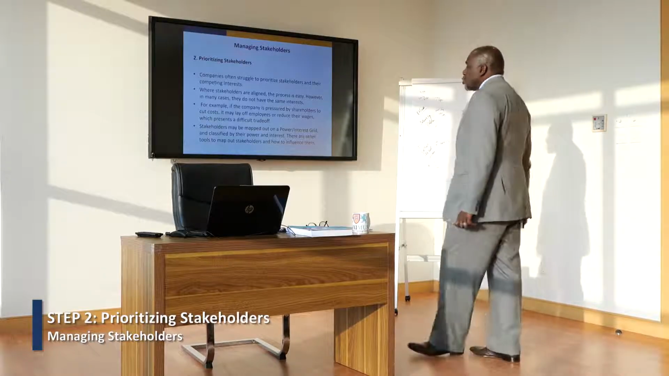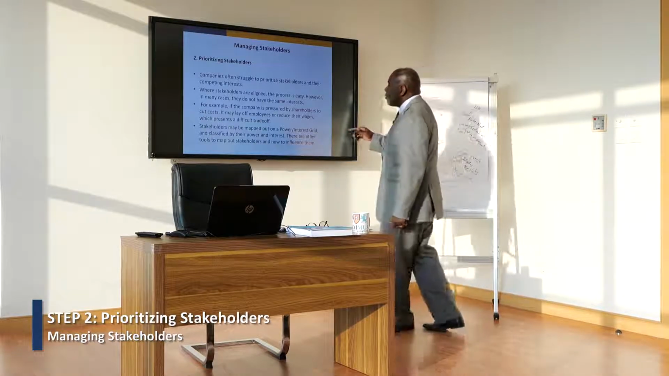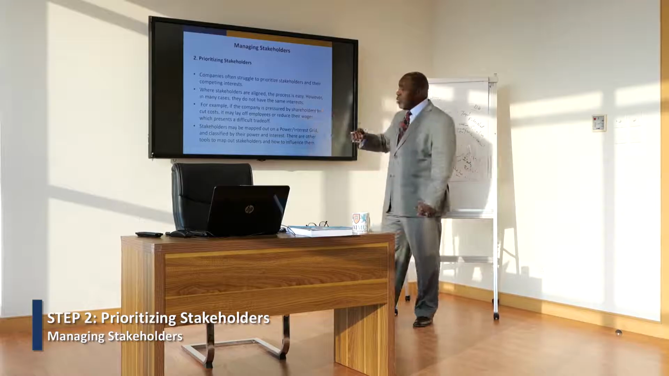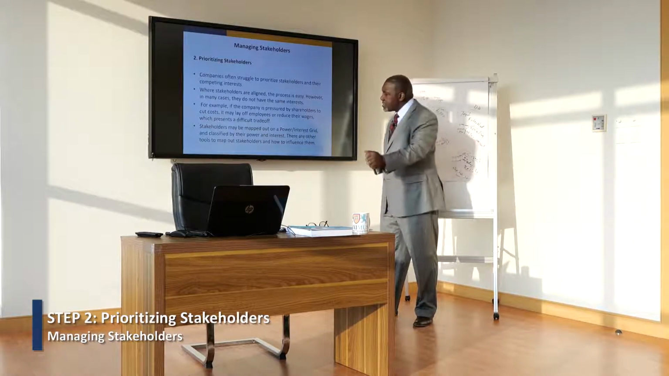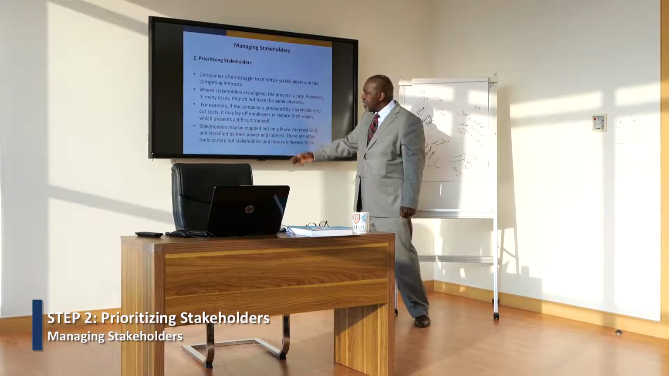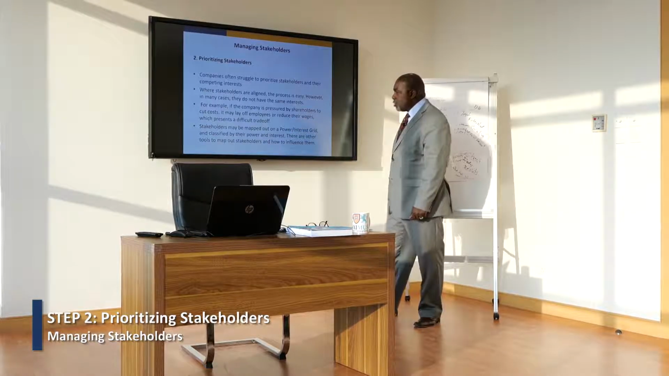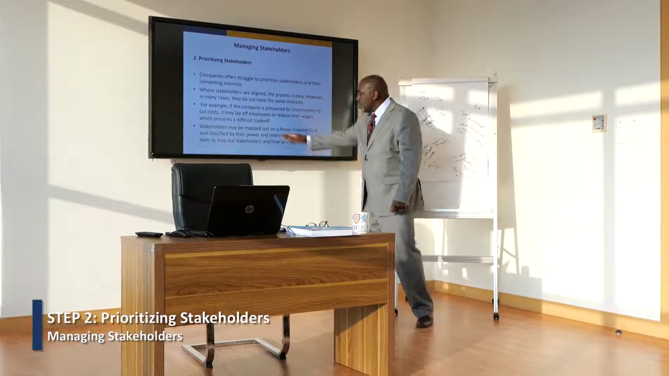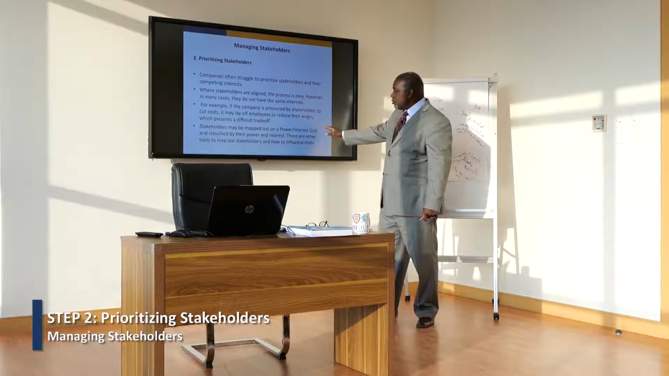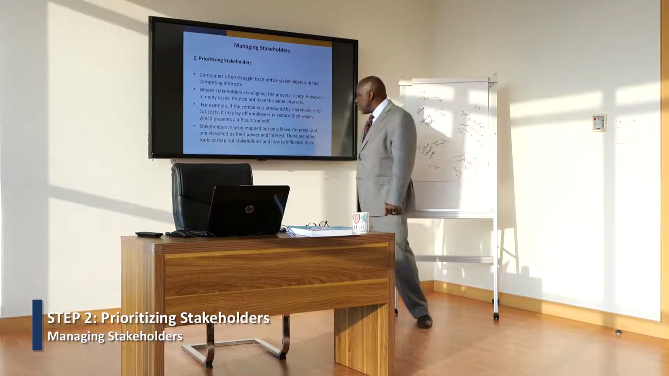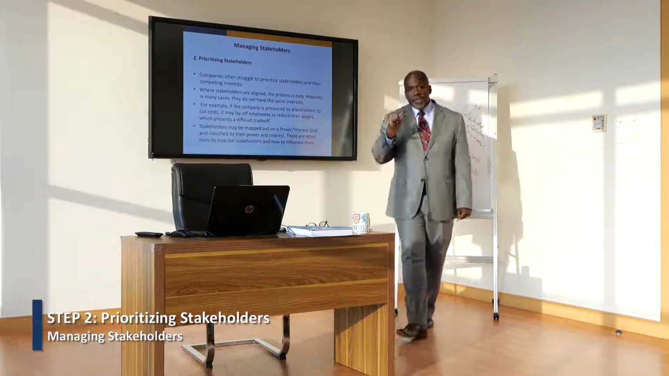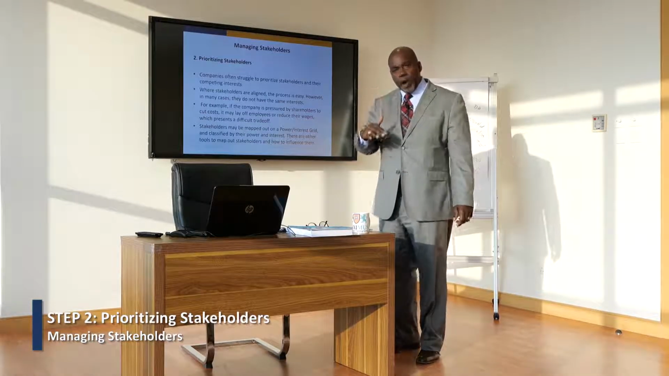You want to prioritize. You want to know which stakeholders are aligned with you, which stakeholders have the power and the influence, and which stakeholders you can influence and negotiate trade-offs. Stakeholders may be mapped out on a power interest grid, and you'll see what that looks like in just a moment. Classified by their power and interest, but you want to know who they are, and you want to group them in terms of priority.